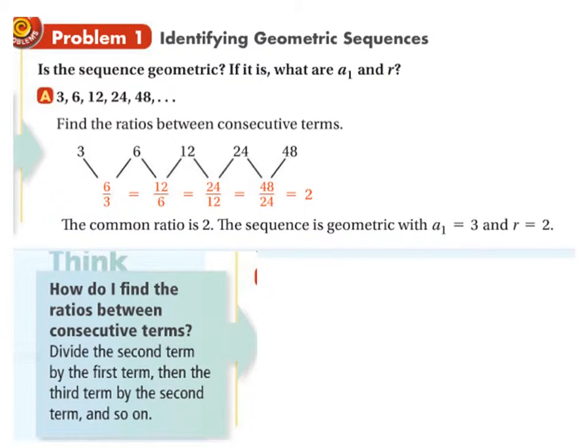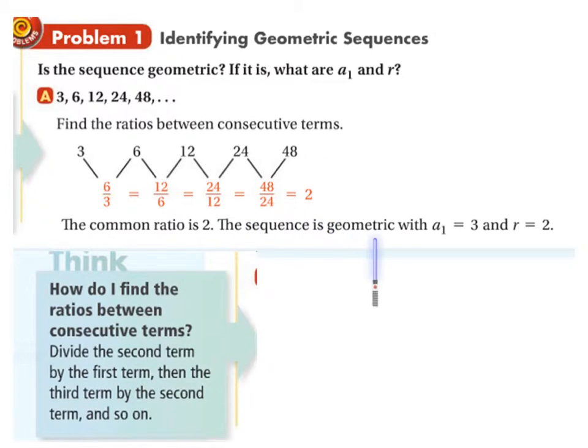So if we take a look at this example, trying to determine, first of all, is the sequence geometric, and if it is, what's the first term and what is the common ratio? So our sequence being 3, 6, 12, 24, and 48, what we look at is take and divide the second term by the first term. Well, that's 6 over 3, and then the third term by the second term, that's 12 over 6, and so on. Find all those ratios. Well, the common ratio is 2.